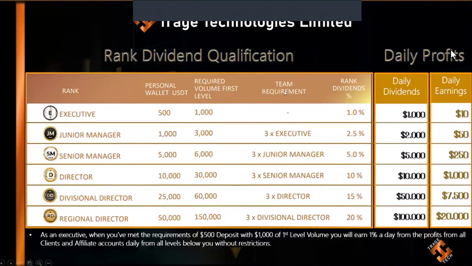Okay, team requirement is 0. Don't need to do anything. The rank dividend percentage is you get 1%. Now, what does that mean? That means that if on your first level or more, there's $1,000 that derives from the people that you referred on that day, you're going to receive 1% of $1,000 from the dividend. That was deposited, not what they deposited from their dividends, what they earned every day. You'll make $10. $10 times 30 is 300.